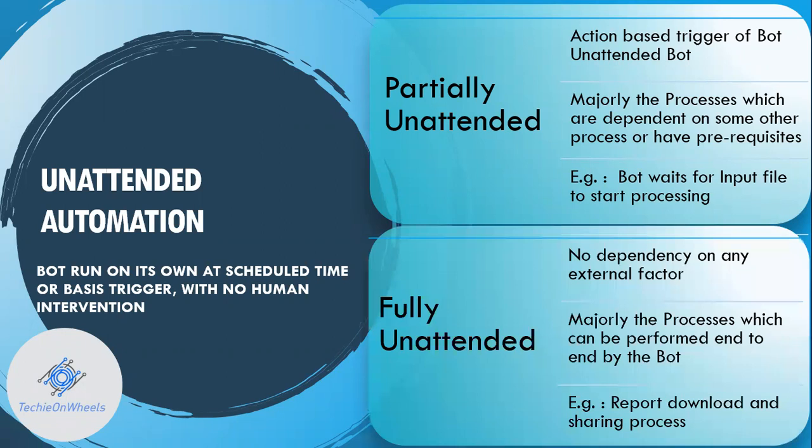The other criteria is fully unattended, which means that there is no dependencies on any of the external factor. Bot can just run on its own. So one good example is that say there is a one portal from where you need to download the input file, and basis that input file, you need to process the data into another portal. So here, bot can go onto that portal and download the file, and then further process that particular file. So that can be an example of fully unattended automation. Other could be the example of report download, which I gave in my earlier sessions, where agent just has to go onto the specific portal, download the report, and send it over to specific set of people. So these can be good use cases for fully unattended automation.